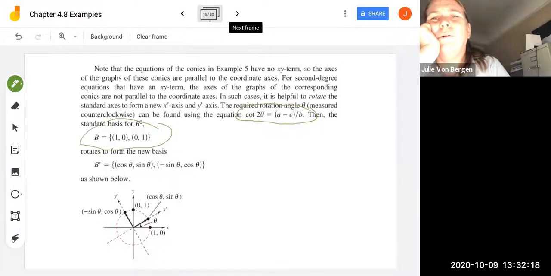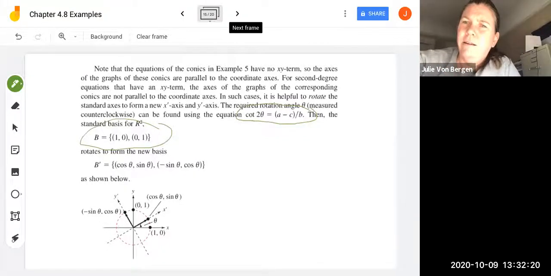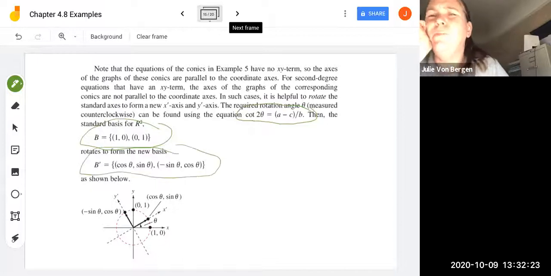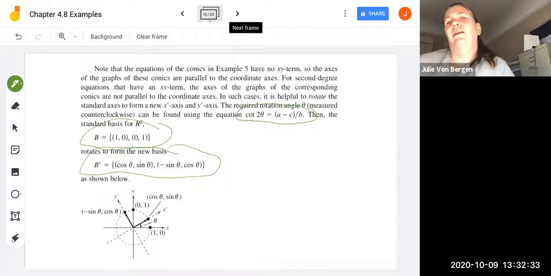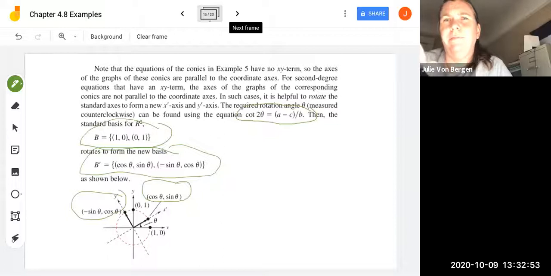That's going to rotate to form this new basis, B prime: (cosine theta, sine theta) in the first vector, and then (negative sine theta, cosine theta) in the second vector. And you can visualize that here below. So you can see the cosine and the sine in the rotation from (1, 0). That rotates to (cosine theta, sine theta) in the first quadrant. And then the (0, 1) point from the y-axis rotates to (negative sine theta, cosine theta) in the second quadrant.